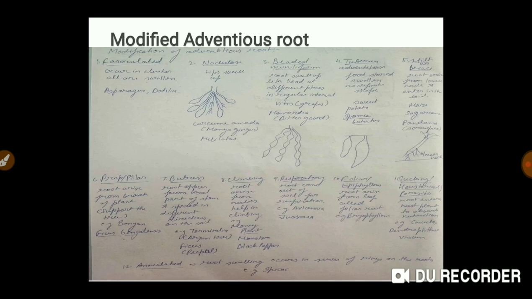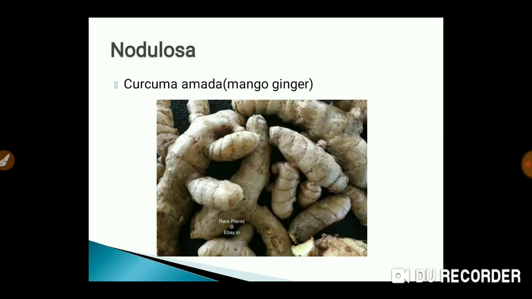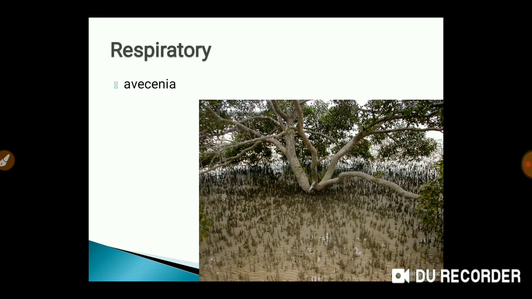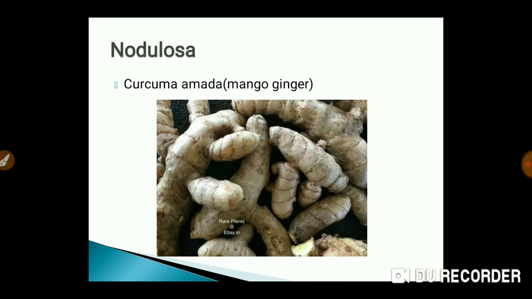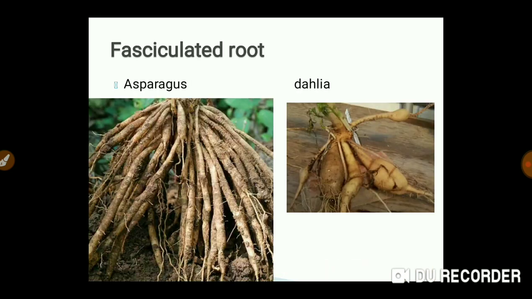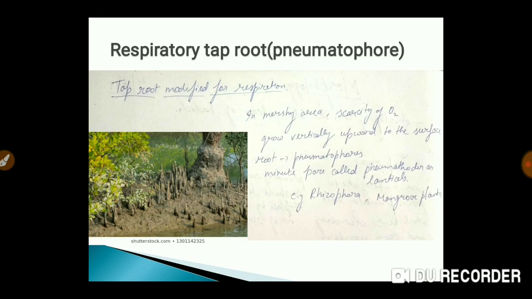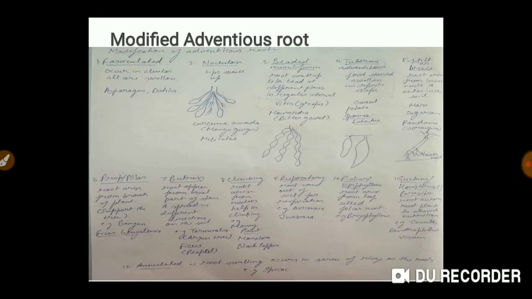Now the next one is respiratory root. The roots come out of the soil for respiration. It is just like the pneumatophore, and the example is Avicennia or Jussiaea. You can see the example here. This one is Avicennia. The difference is that this is a modification of the adventitious type of root, whereas the pneumatophores of mangrove plants are a modification of the dicot taproot.